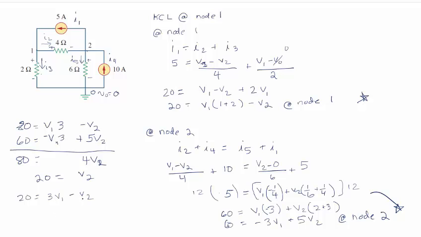And I said V2 was 20. 20 equals 3V1 minus 20. So 3V1 equals 40. Therefore, V1 equals 40 over 3 volts. So now I know both voltages at this node and at this node. And using these relationships, I can go back and find the various currents. Equals 13.33.